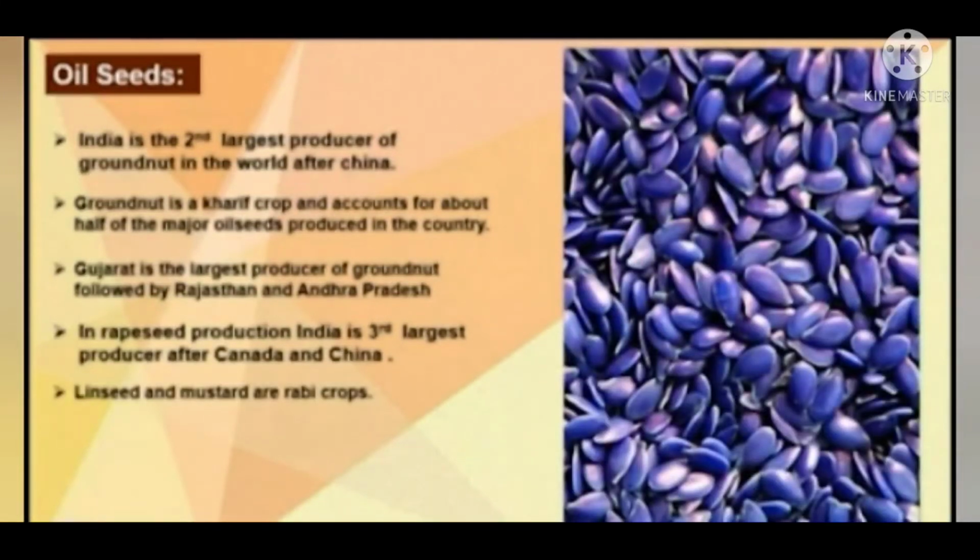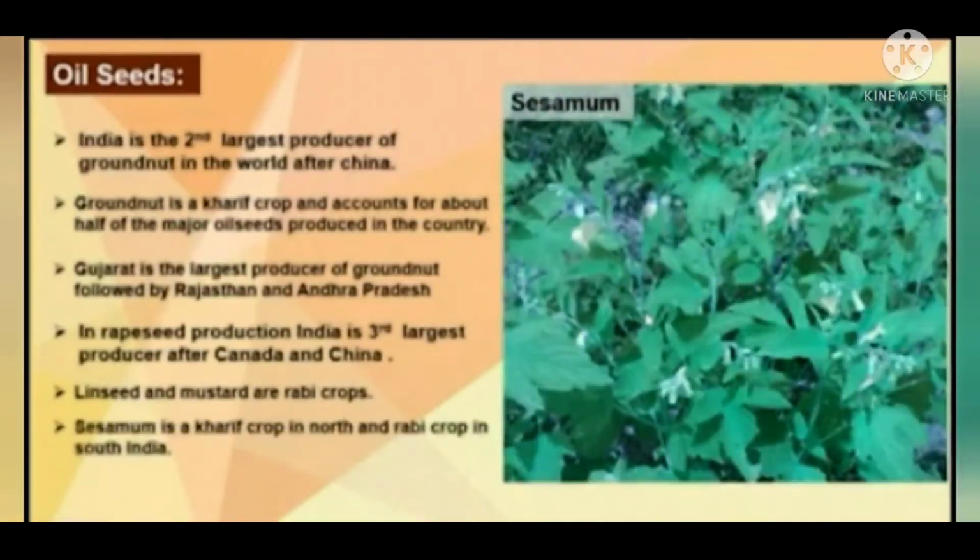Linseed and mustard are rabi crops. Then it is sesame. It is a kharif crop in the north and a rabi crop in the south. Because in south there is nothing called rabi season. Rabi season means it is a pleasant climate. It is a kind of mild summer.